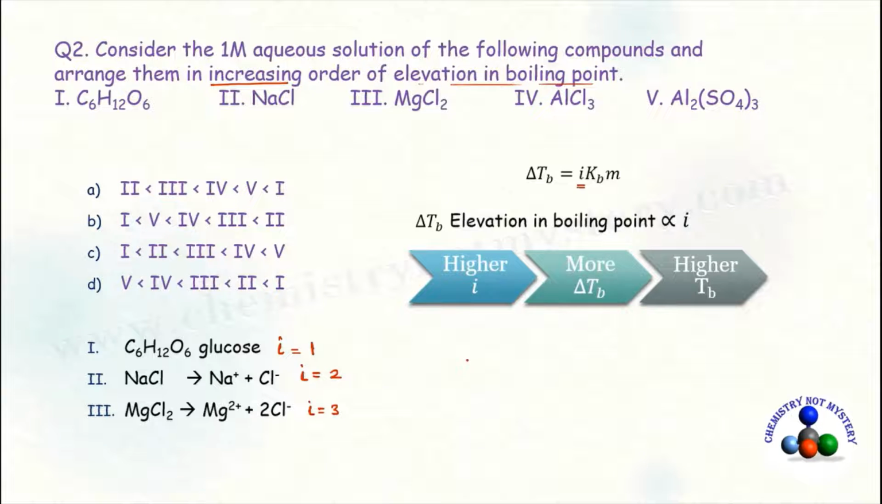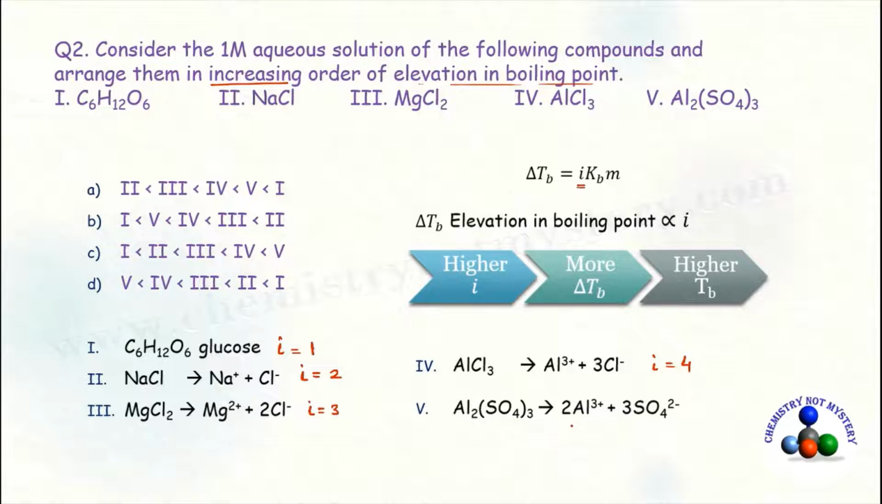Now come to AlCl3. It dissociates into Al3 plus ion and 3 Cl negative ions. So the I value will be equal to 4. And for Al2(SO4)3, it dissociates into 2 Al3 plus ions and 3 SO4 2 negative ions. So the I value will be equal to 5. The higher the I value, the higher the boiling point. So glucose will have the least boiling point and Al2(SO4)3 will have the highest boiling point. When you compare our answer with the given options, you will see option C is the right option for this question.